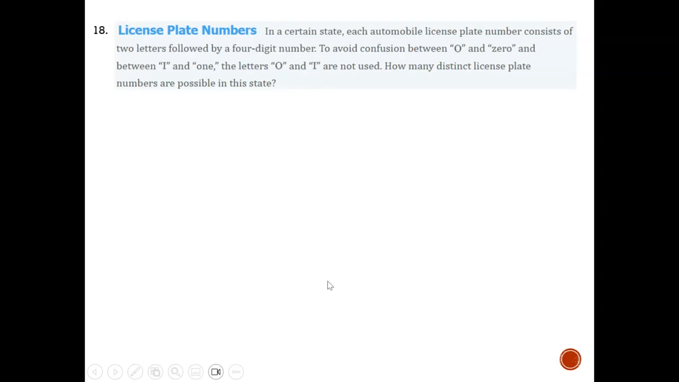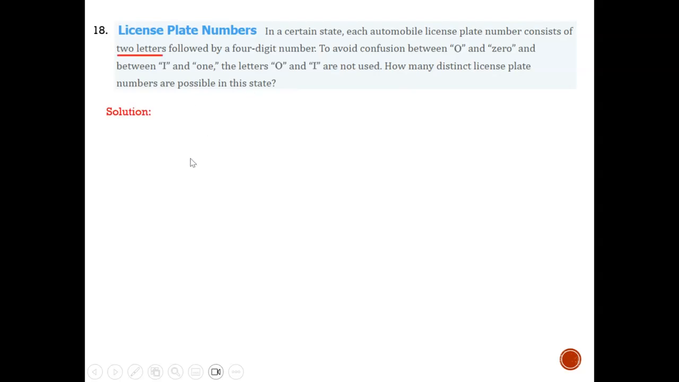Now comes number 18. Number 18 comes from 9.6. Okay, this is counting principles. It says here, number 18 comes straight from the homework. It says in a certain state, each automobile license plate number consists of 2 letters followed by 4 digits. To avoid confusion between O and 0, and between I and 1, the letters O and I are not used. How many distinct license plate numbers are possible in this state then?